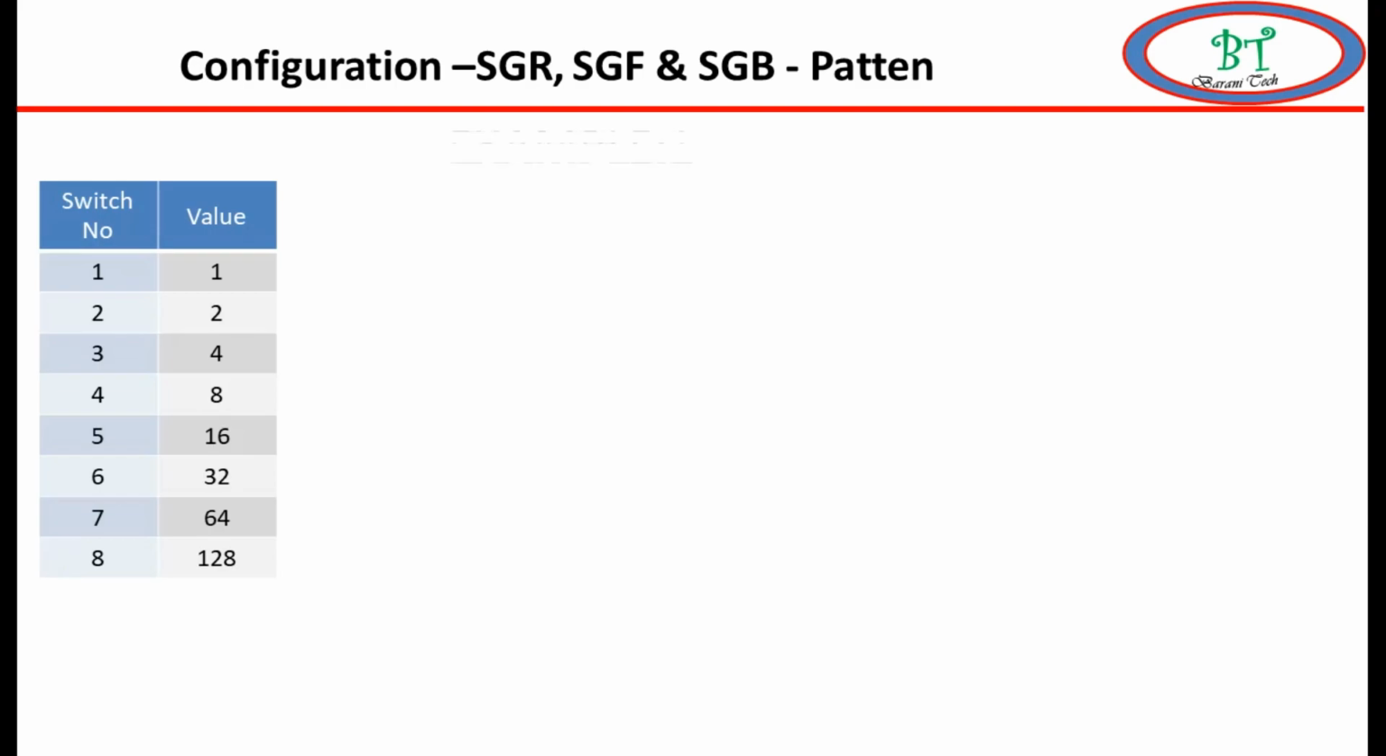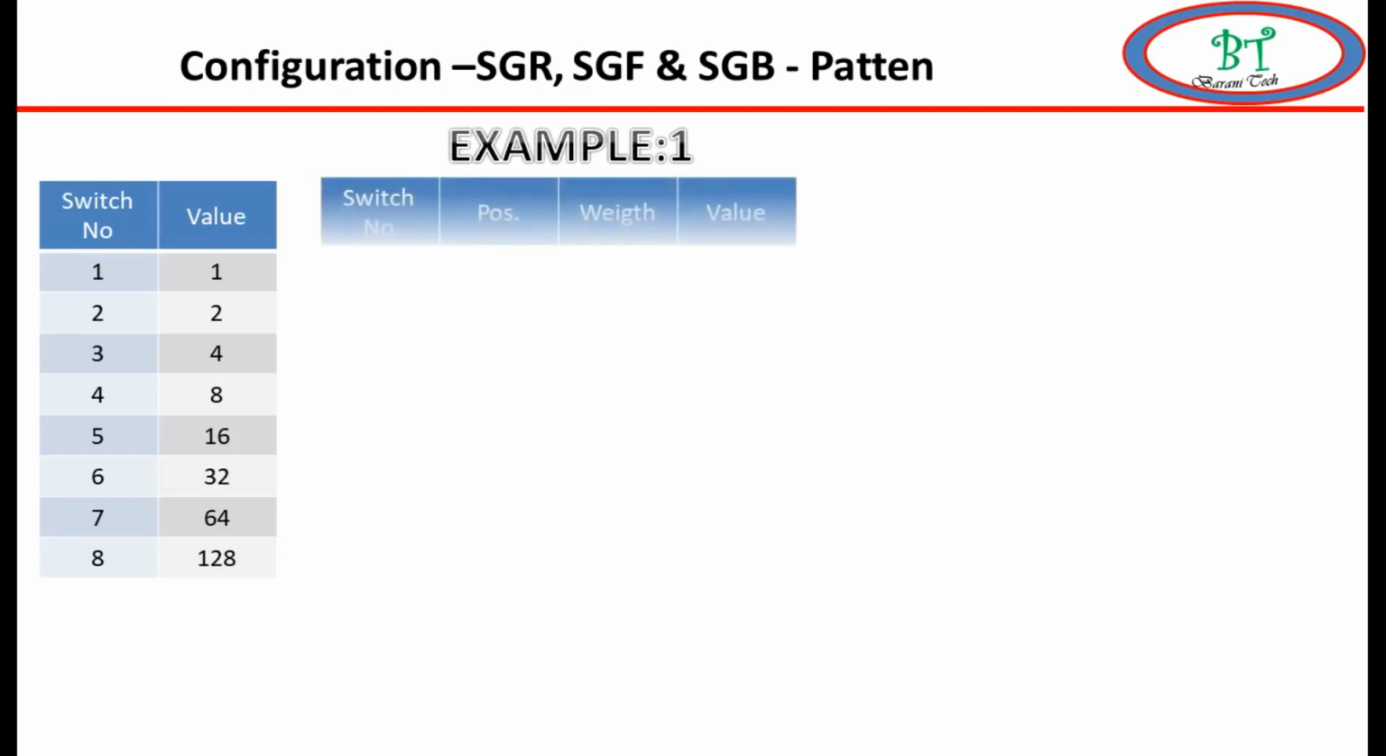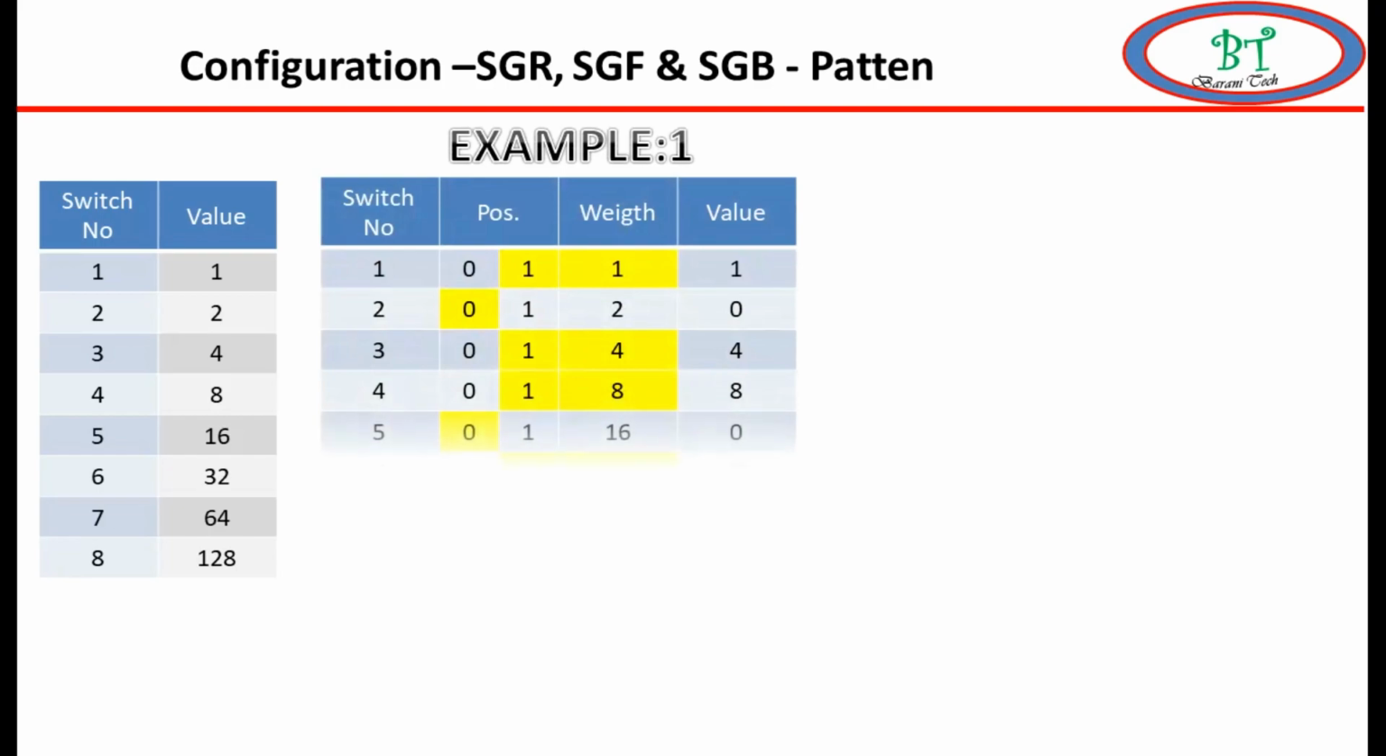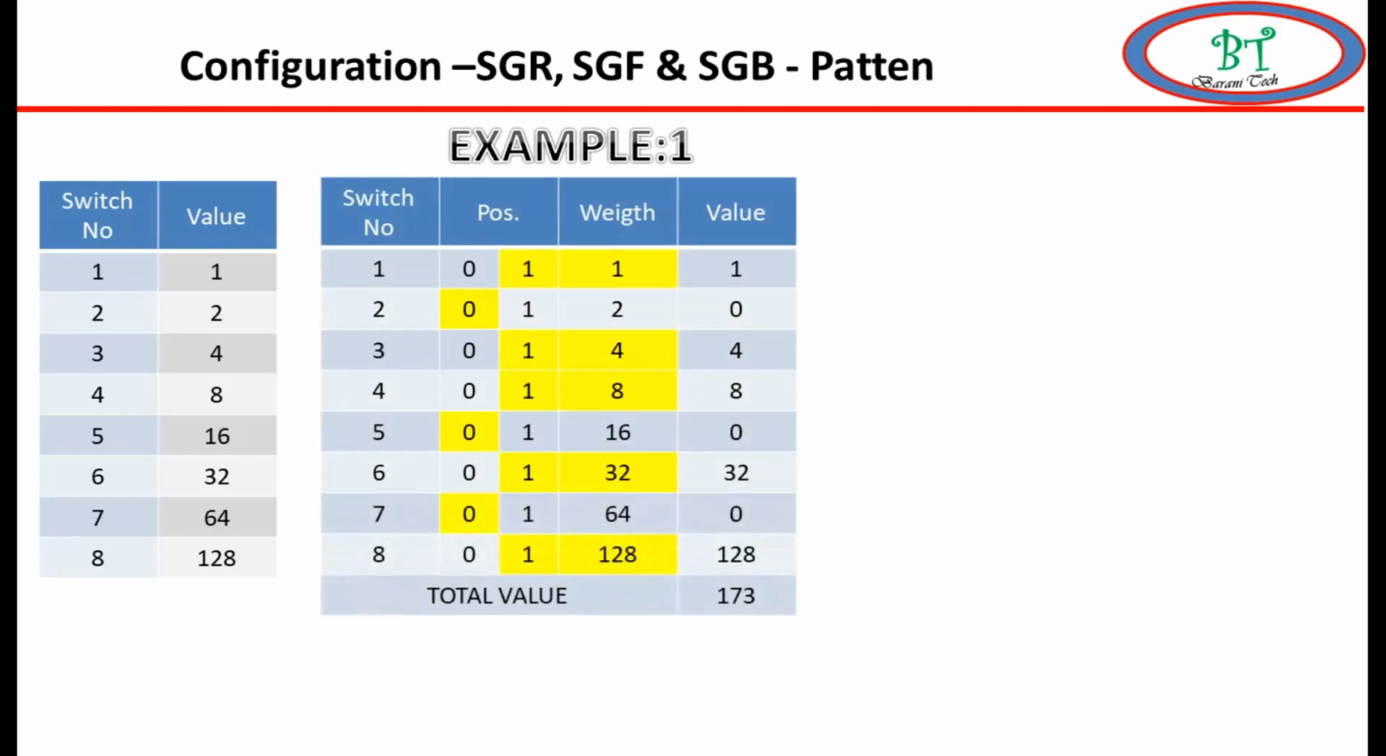Now I am going to do a configuration for these 8 switches. Switch 1 is activated over here, so the value is 1. Switch 2 is not activated, so the value is 0. Switch 3 is activated, the value is 4. Switch 4 is activated, the value is 8. Switch 5 is not activated, the value is 0.